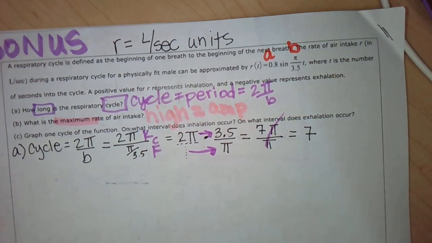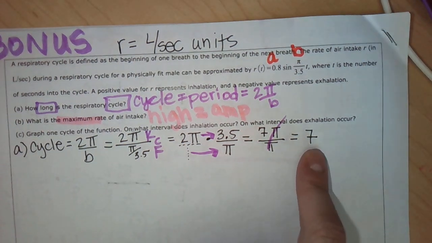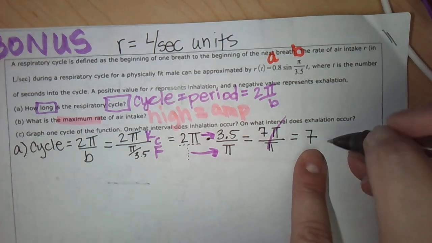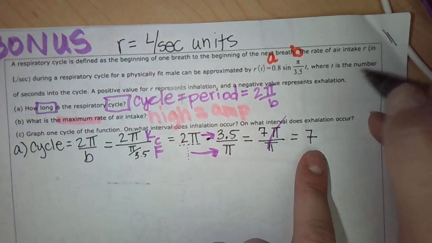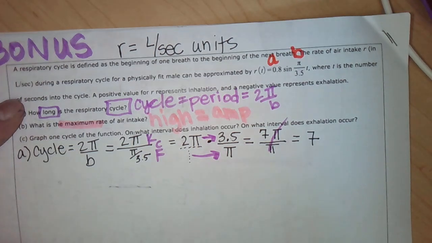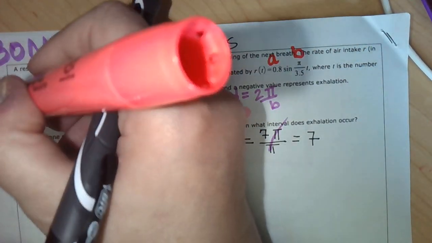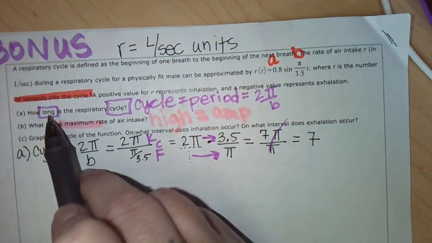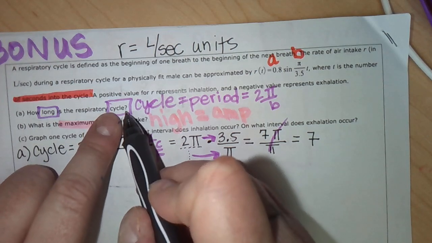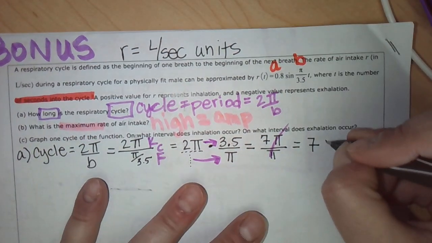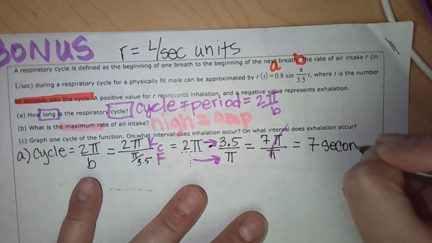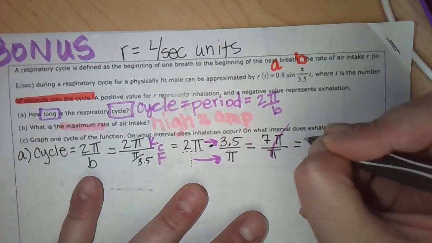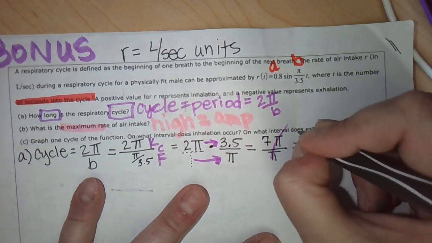Okay, so it says, how long is the respiratory cycle? As in, how long does it take for this man to breathe in and breathe out once? Well, it takes 7. We need to figure out the time. It says where t is the number of seconds in a cycle. So, how long is the respiratory cycle? 7 seconds long. It takes 7 seconds for a physically fit male to breathe in and out.